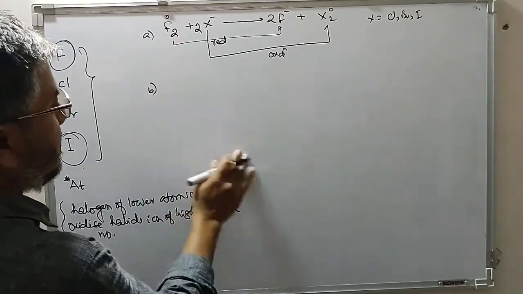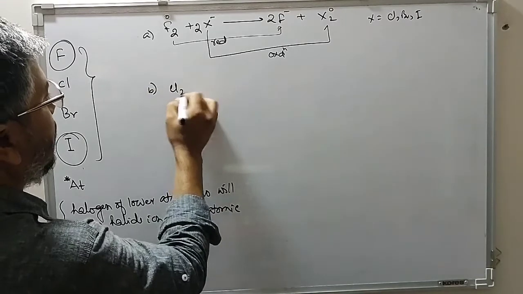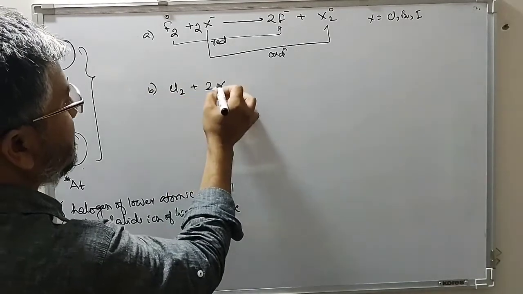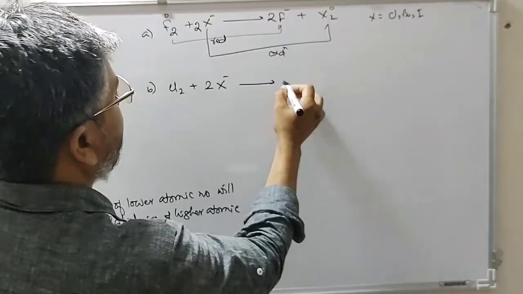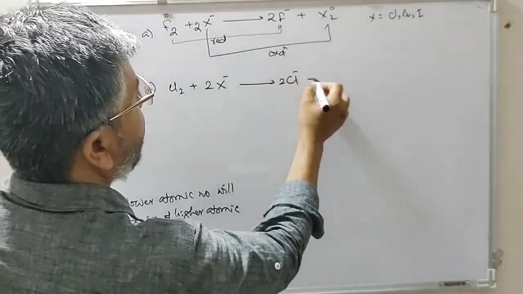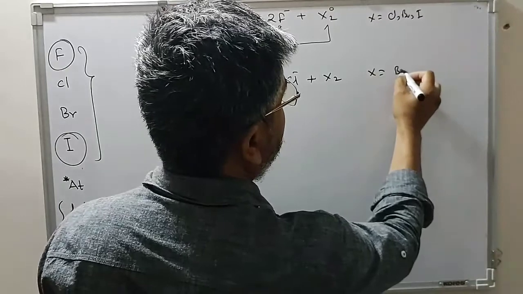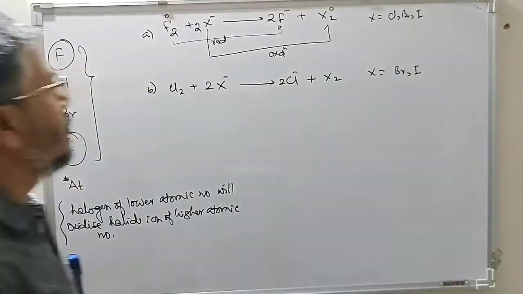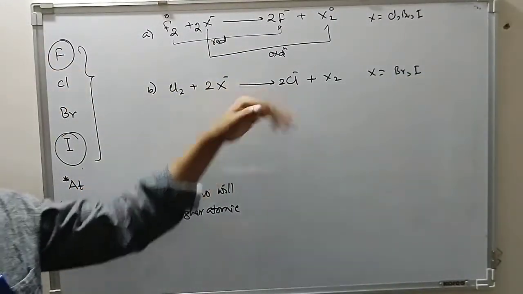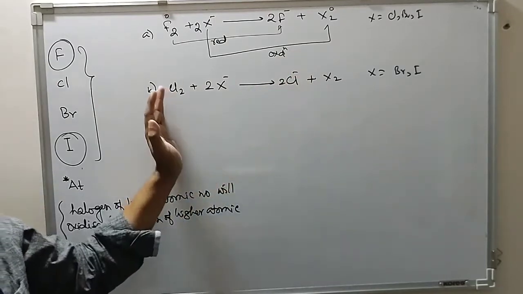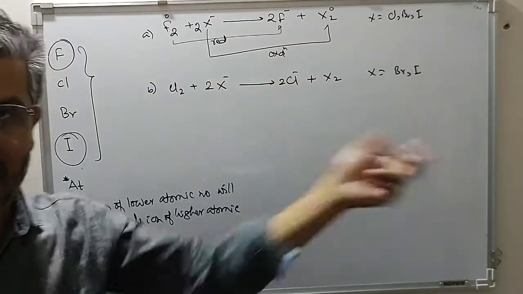So now look at this, fluorine oxidizes the halide ion, chloride ion plus X2. Here X will be bromine, iodine. So chlorine cannot oxidize fluoride ion. Chlorine can oxidize bromide as well as iodide.